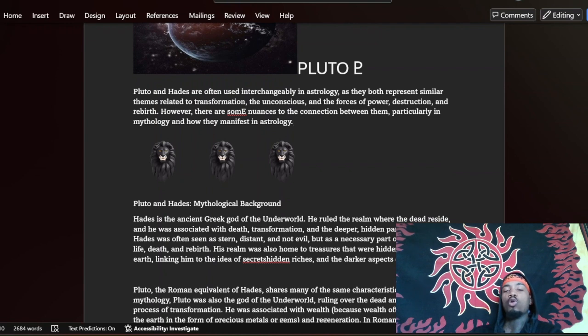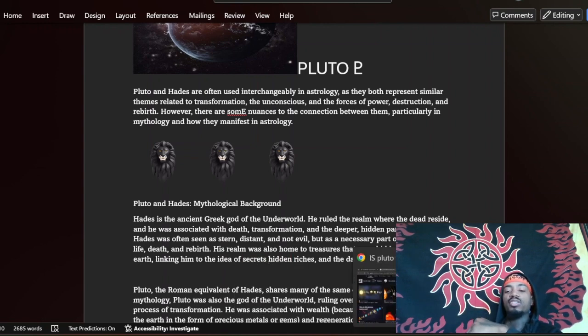So now Pluto and Hades, mythological background, right? So now Hades is what? The ancient Greek god of the underworld, right? He ruled the realm where the dead reside, and he was associated with death, transformation, and the deeper hidden parts of existence, right? So Hades is often seen as stern, distant, and not evil, but as a necessary part of the cycle of life, death, and rebirth, right? His realm was also home to the treasures that were hidden beneath the earth, linking him to the idea of secrets and hidden riches in the darker aspects of life.